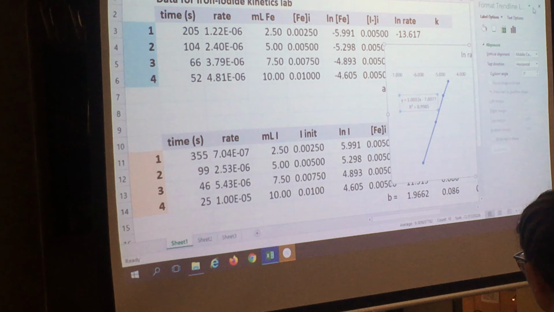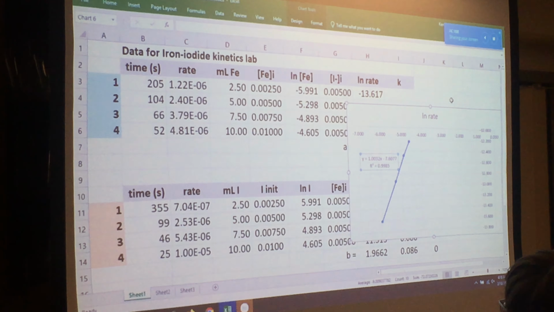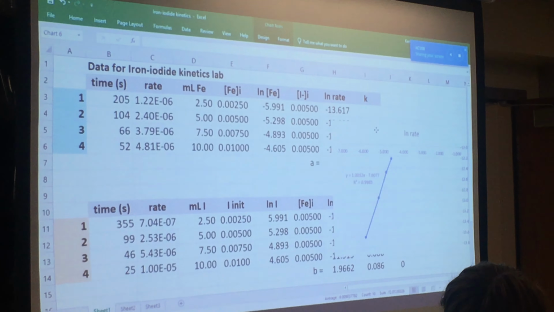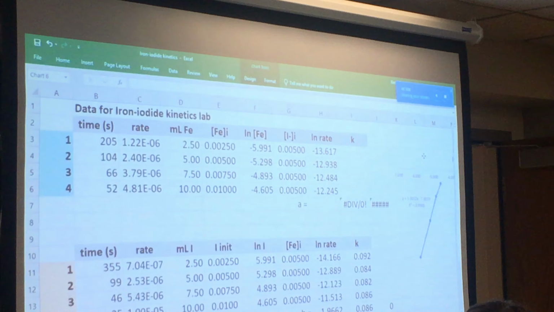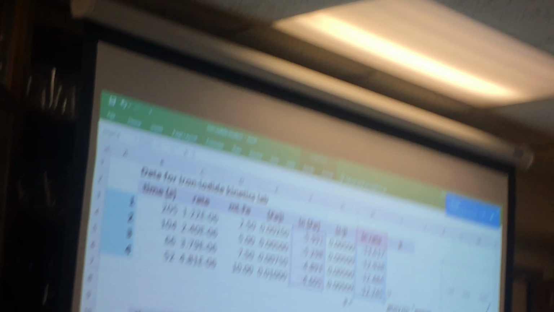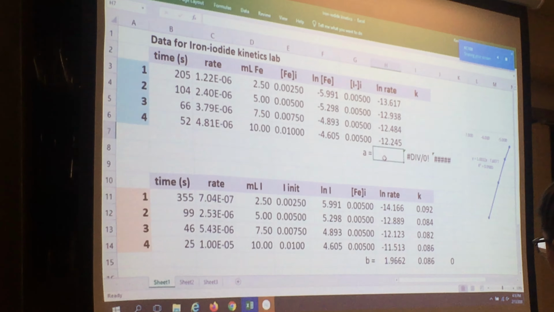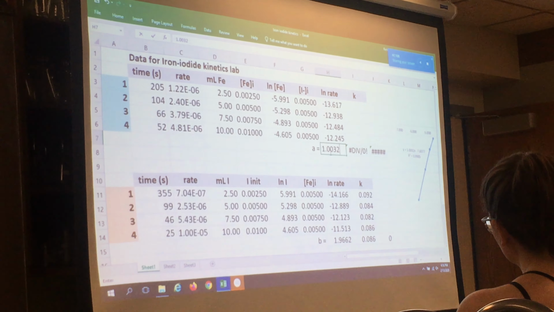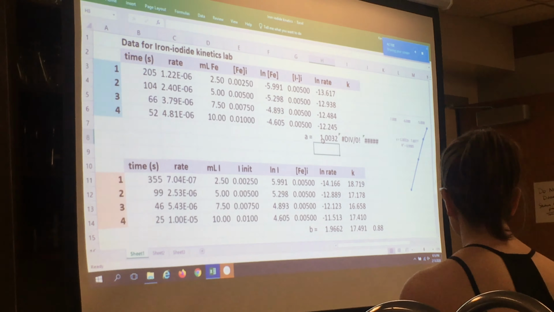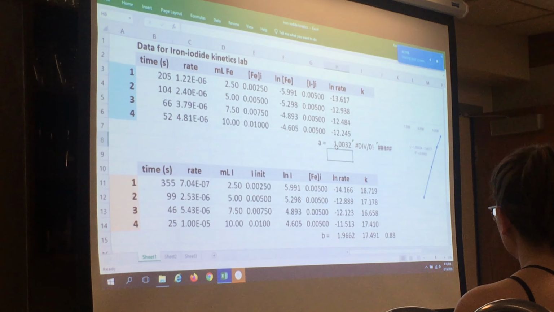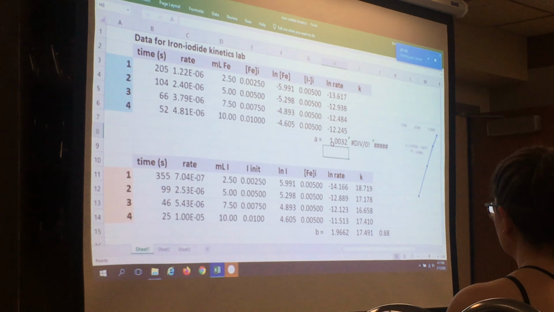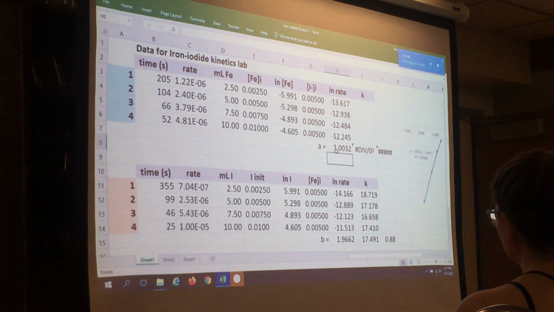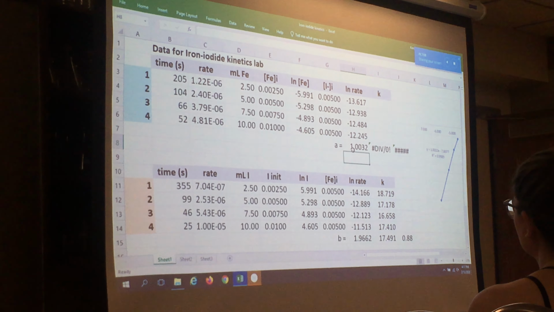So I'm going to close this box of trend line. I'm going to click on and hold and move this graph off to the side. And I'm going to enter the value of A right here as 1.0032. Enter. A is an important number. The data should be a whole number. It should be close to an integer.